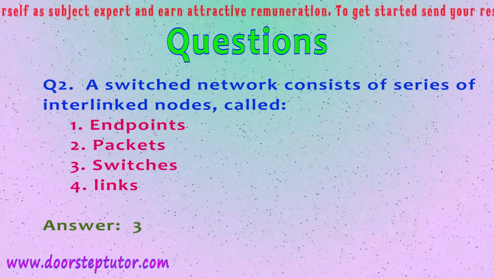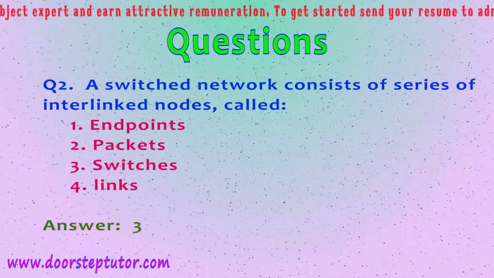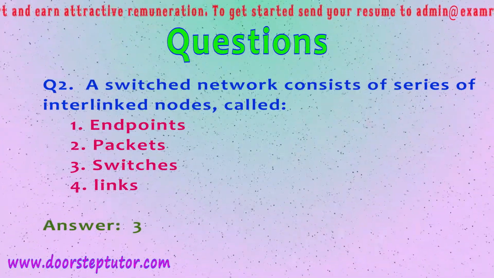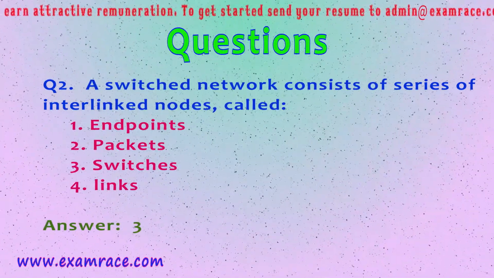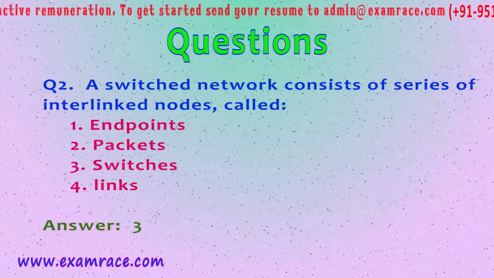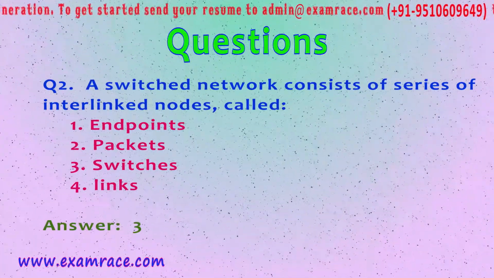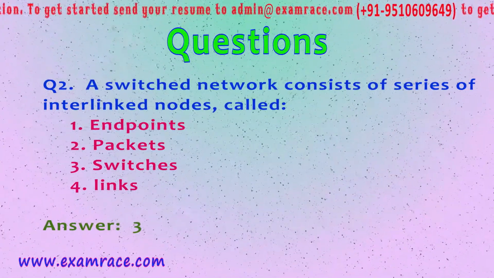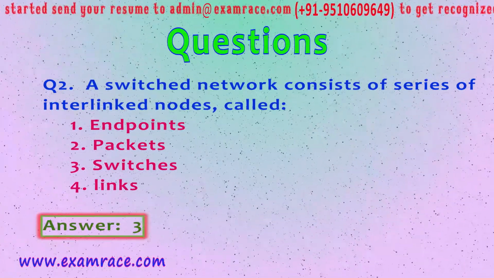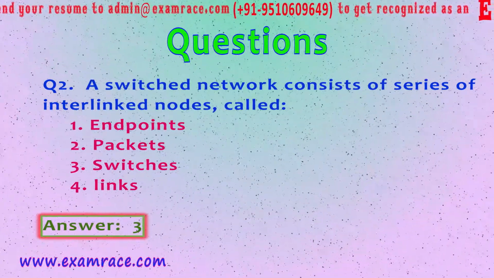The next question is, a switched network consists of a series of interlinked nodes, and these interlinked nodes are called what? The options are: first, endpoints; second, packets; third, switches; fourth, links. So the answer is option number 3, switches.